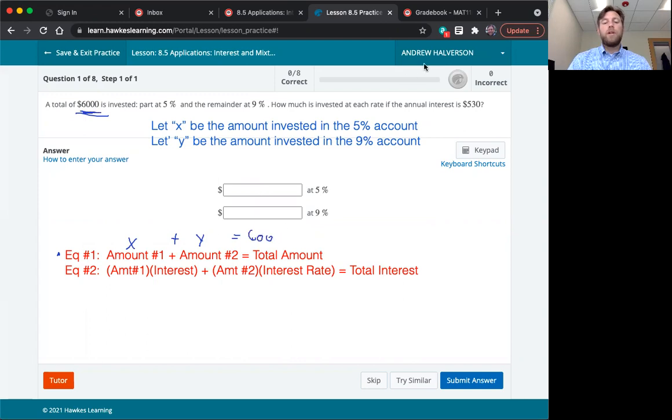So let me clean that up a little bit. And I'm going to type it here. So the first equation is the amount in the 5% account plus the amount in the 9% account equals the total amount that you're investing.